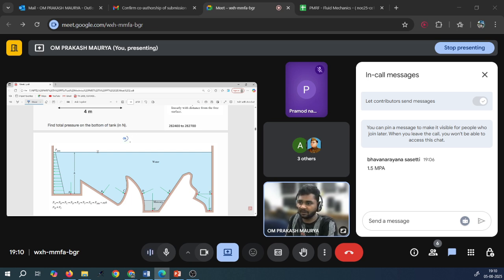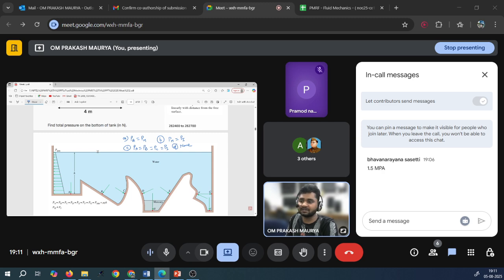Just focus on whatever I am writing. Option A is pressure at A is equal to pressure at H. Option B, pressure at H is equal to pressure at I. Option C, pressure at A is equal to pressure at B is equal to pressure at C is equal to pressure at I. And option D, none.